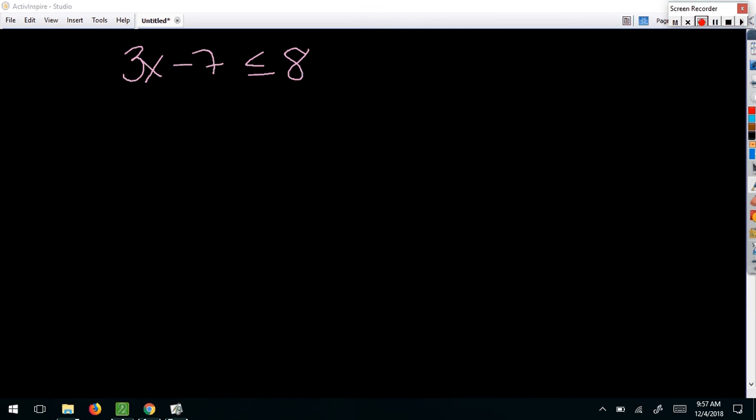Still easy, still two-stepper. Okay. Remember SADMEP math. What do I do first? Plus 7. Plus 7 on both sides.